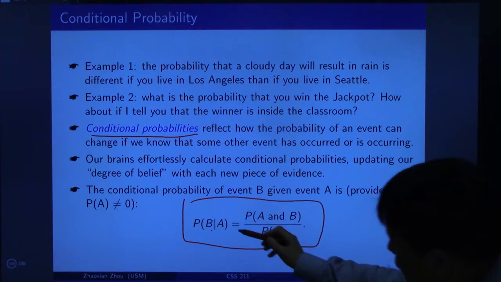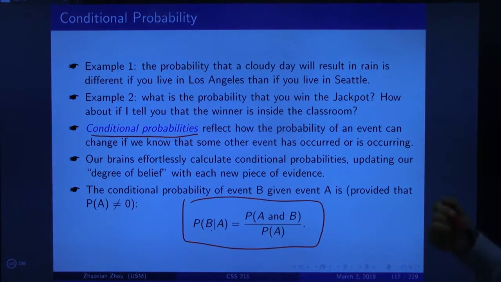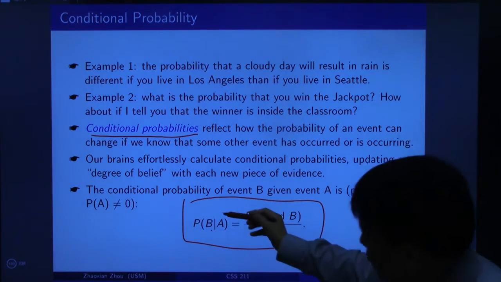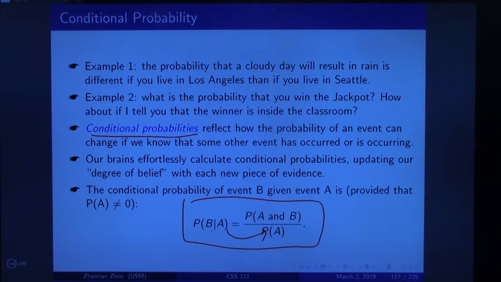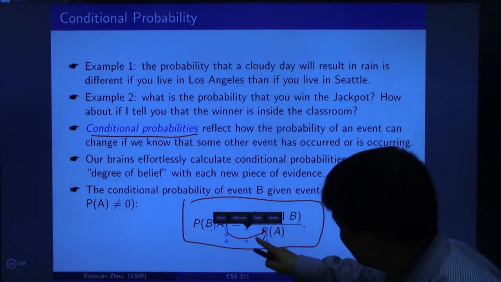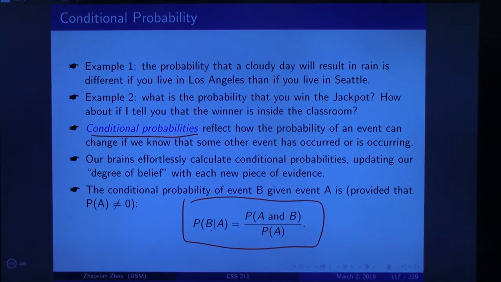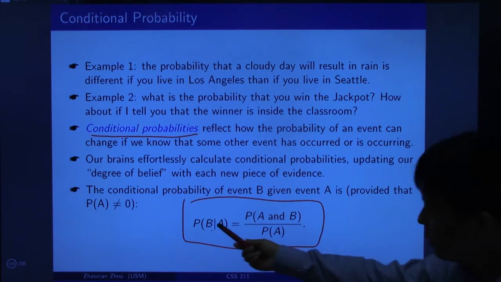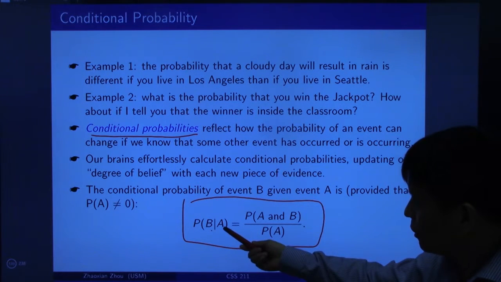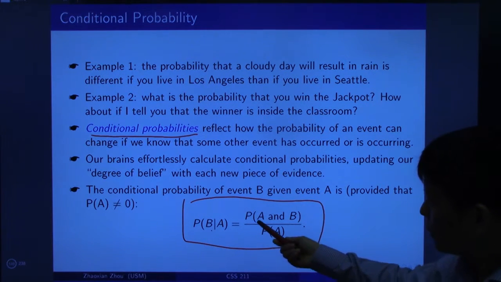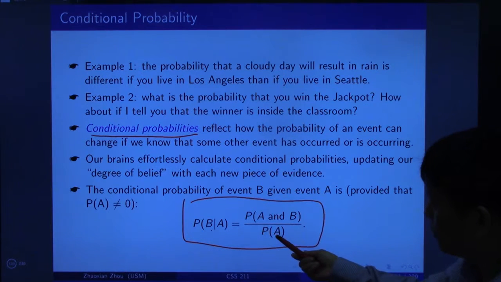So this one you can imagine this is divided by A. So that's why A is here. Although it is not, I just use this method, easy to memorize. So the probability of B given the condition of A will be equal to A and B divided by probability of A.